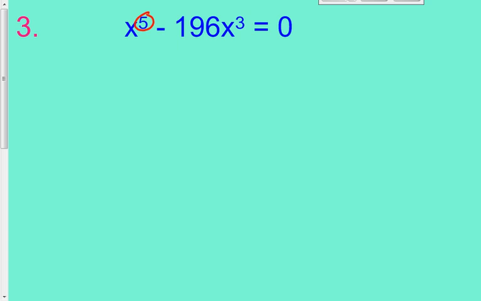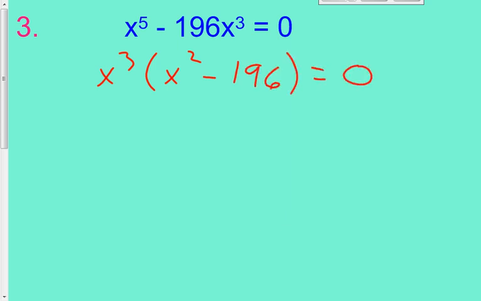Moving on to the next one, once again we should get 5 answers. Just like in the last one, you can factor out a greatest common factor of x cubed. And what's left? X squared minus 196. That equals 0. So whenever we see 2 terms, class, hopefully we think it might be the difference of 2 squares. And this case is that particular instance.